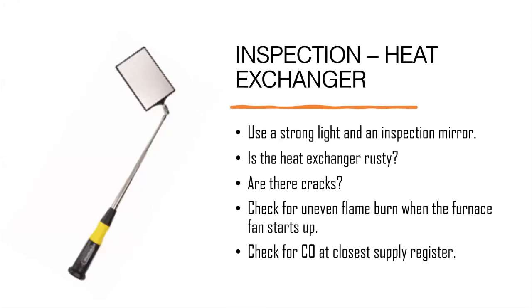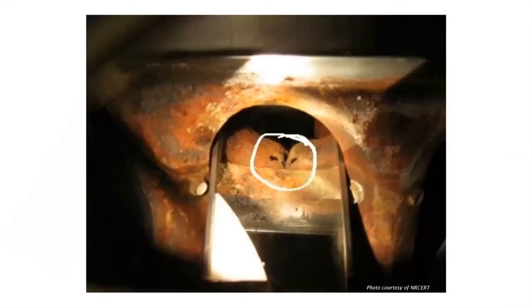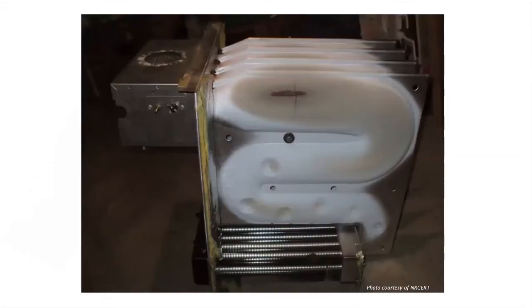Inspecting the heat exchanger. While this is a little trickier on newer furnaces, older furnaces can be examined visually for rust and corrosion. You can even watch for the flame to dance around a little when the fan kicks on. With newer models, you can check for carbon monoxide in the air supply, measuring at the closest supply register. Here's something you might be able to see on an older furnace. Carbon monoxide will leak from cracks like these and taint the indoor air.